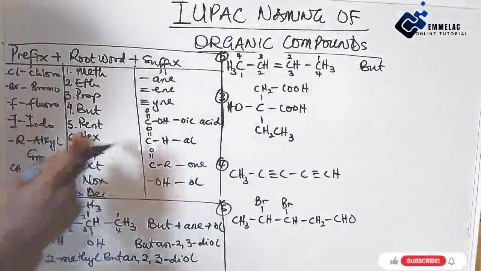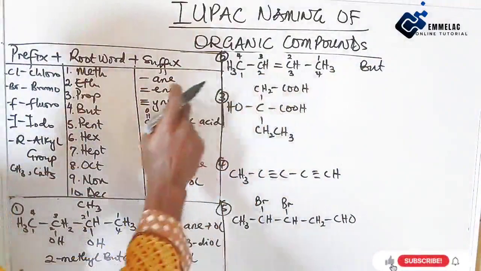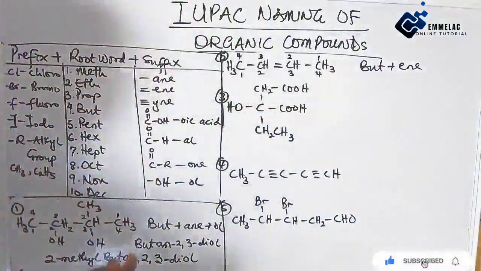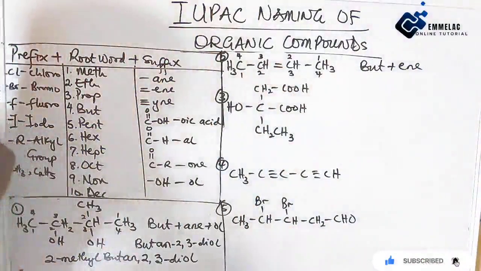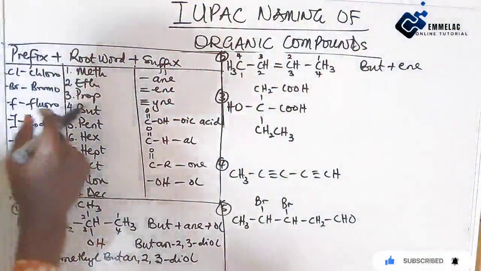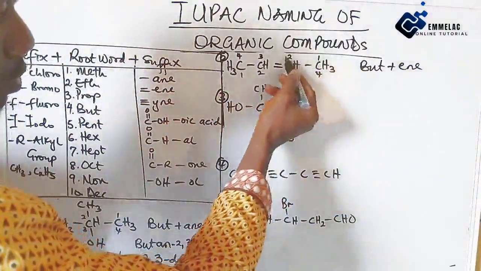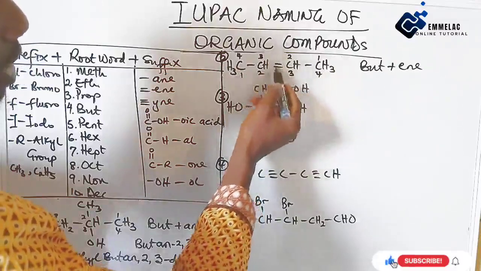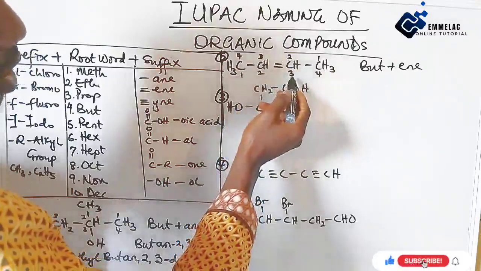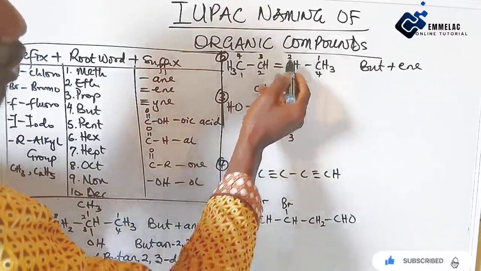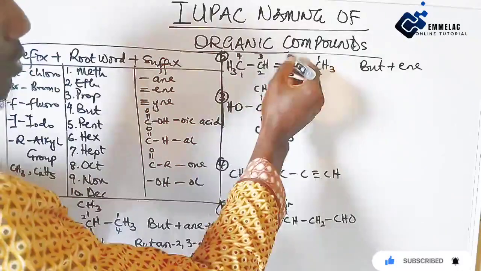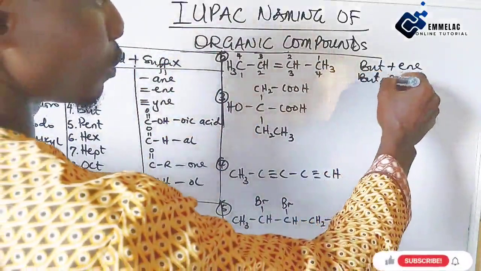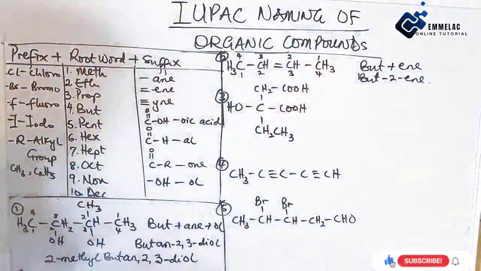Now here we have a double bond, which is an ene. Now we need to ascertain the position of this double bond. From here we can see this is 1, 2, and here we can see this is 1, 2, 3. So this double bond is in position 2 or 3. But we just need to choose the smallest number. So here we have 2 on ene rather.